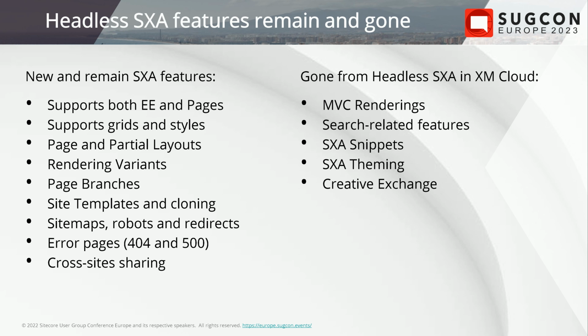So let's take a look at what we still have with us and what has gone. Support for Experience Editor and Pages is still there, with grids and styles. Page and partial layouts, rendering variants, and page branches are all available with SXA headless. There are new site templates and site cloning. With this version of SXA, there is a good sitemap that allows lots of configuration, same for robots and redirects. 404 and 500 pages are also available as a feature. And as I mentioned, we have cross-site sharing, which is quite helpful, I would say.